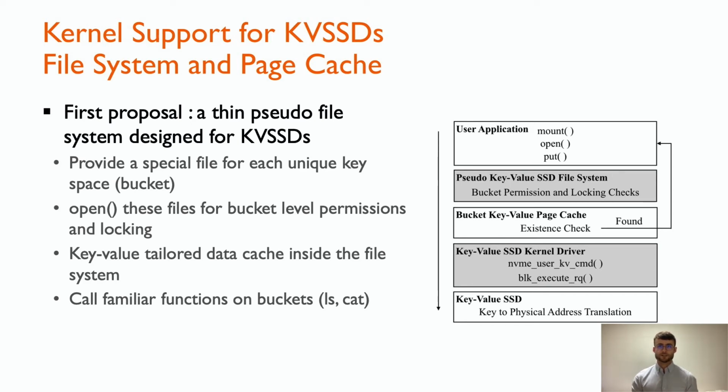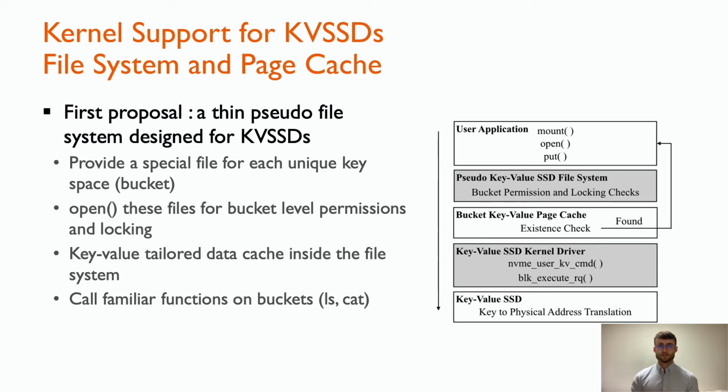On the right side of this slide, we overview the KeyValue SSD path with our Pseudo file system. Instead of the current I/O path in which the request from the user application goes directly to the KVSSD, permissions and locking checks are performed at the bucket level inside the file system. Next, the KeyValue data cache is checked for the existence of the requested KeyValue pair, and if it is found, the data is just returned to the user without any storage access.